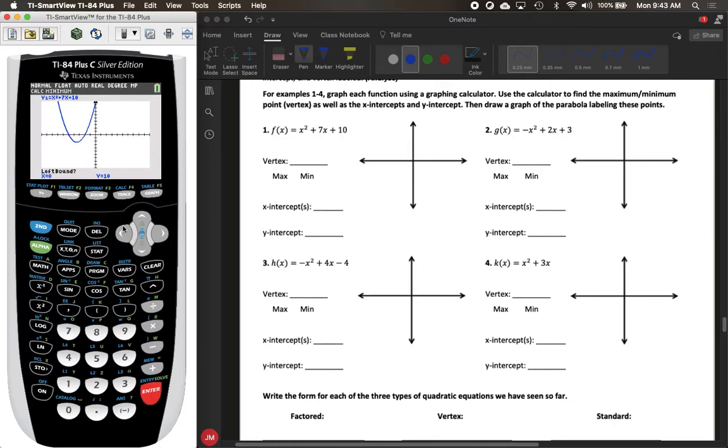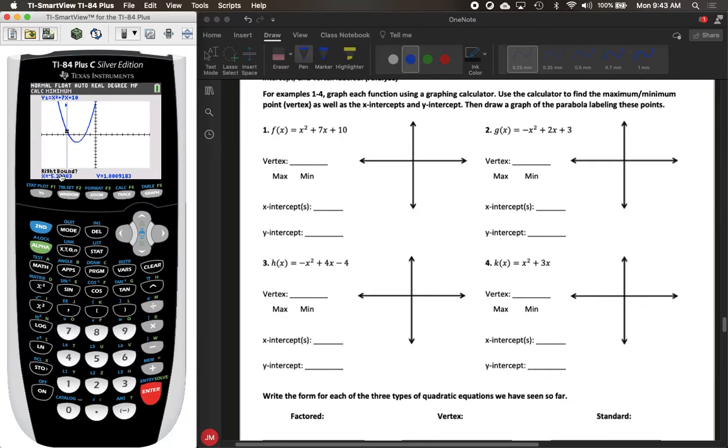Your graphing calculator is then going to ask you for what's called a left bound, or a left boundary. What you need to do, using the left and right arrows, is move your flashing cursor somewhere to the left of your vertex and press enter. What that's going to do is set up a left boundary for your calculator so that your calculator knows that the vertex is somewhere to the right of that left boundary.